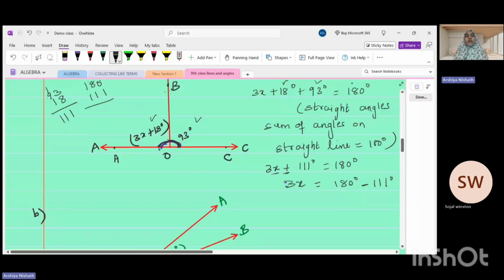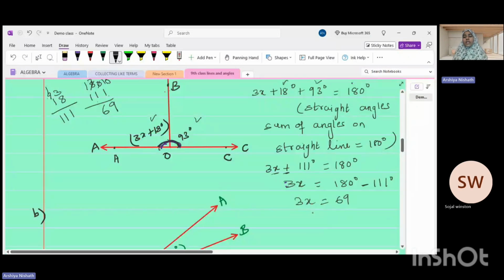Yes, 180 minus 111. How can you do it? 0 minus 1, can you do? No, we have to take the help of 8. It will give 1. This will become 10 and this will become 7. 10 minus 1 is 9. 7 minus 1 is 6. So I'm left with what? 3x is equal to 69.